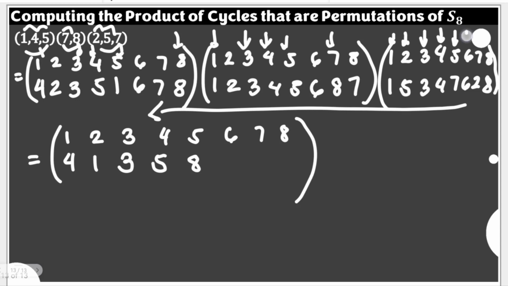Next, 6 is mapped to 6 throughout. Then for 7, that's 2, 2, and 2 here.